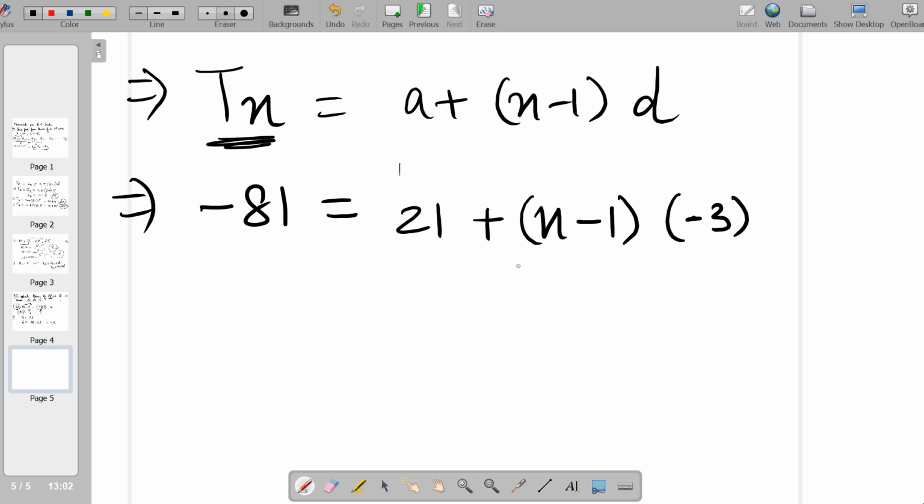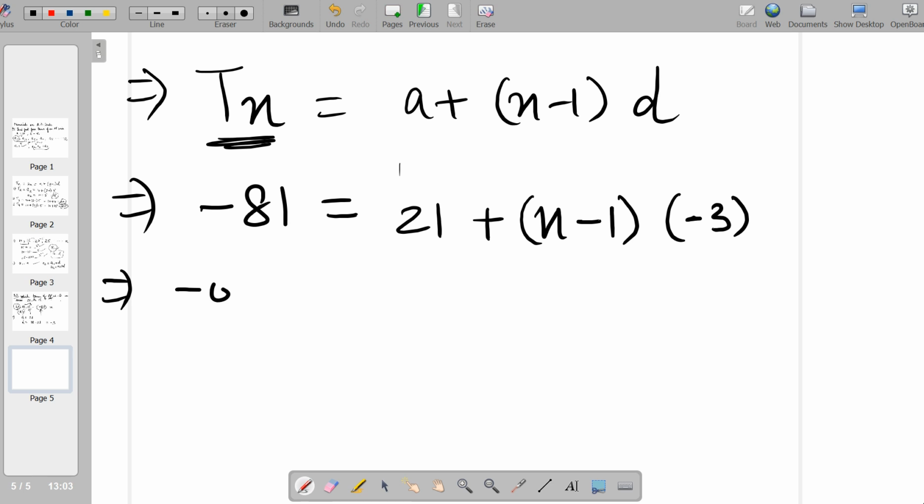And please don't think that your common difference will always come out to be a positive value. It can be a negative value as well. So don't think that you are solving your question in some wrong manner if you are getting the value of small d in negative. It can be positive, it can be negative.